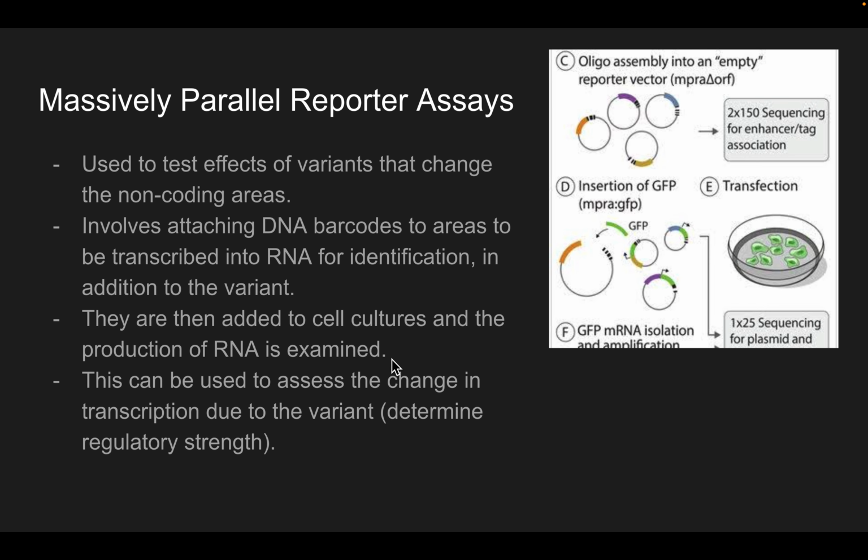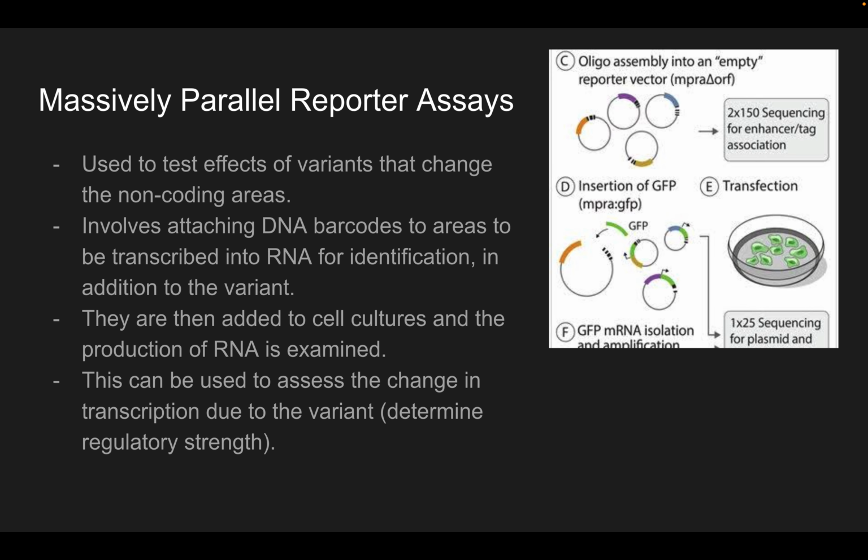So I did talk about coding regions. Now there's another process called MAVE. Oh no, MAVE includes both coding and non-coding regions, and I just talked about coding regions. Now this is MPRA, or massively parallel reporter assays, which is the analysis of non-coding regions.